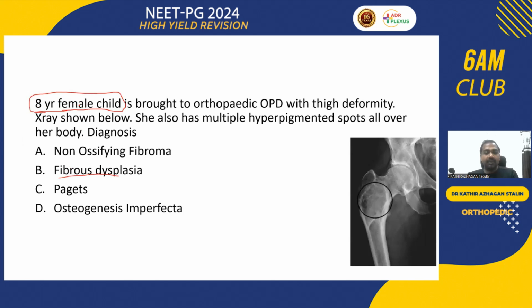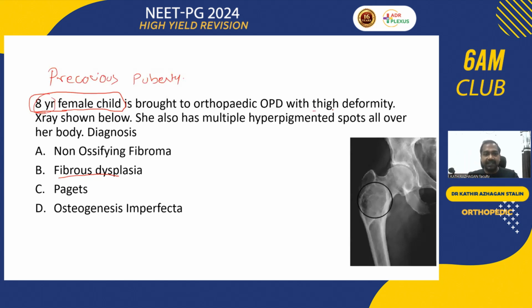This is a bone tumor which is predominant in females. Why they have to mention 8-year is because they are looking for whether you can correlate it with one of the triad of McCune-Albright syndrome, which is precocious puberty. Precocious puberty. Am I clear? So 8-year female child, from that they are looking for precocious puberty.